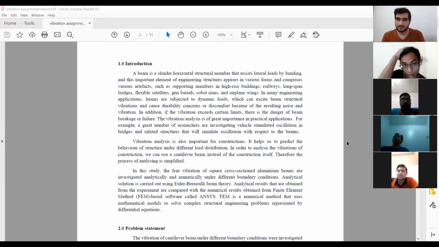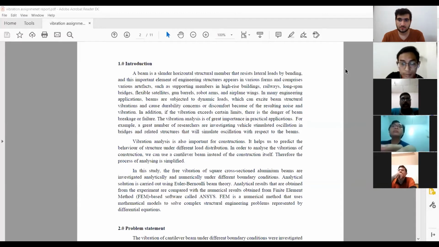So for the introduction, basically we use a beam for this experiment. A beam is a slender horizontal structural member that resists lateral loads by bending, and this important element of engineering structures appears in various forms, such as supporting members in high-rise buildings, railways, long-span bridges, flexible satellites, gun barrels, robot arms, and airplane wings.